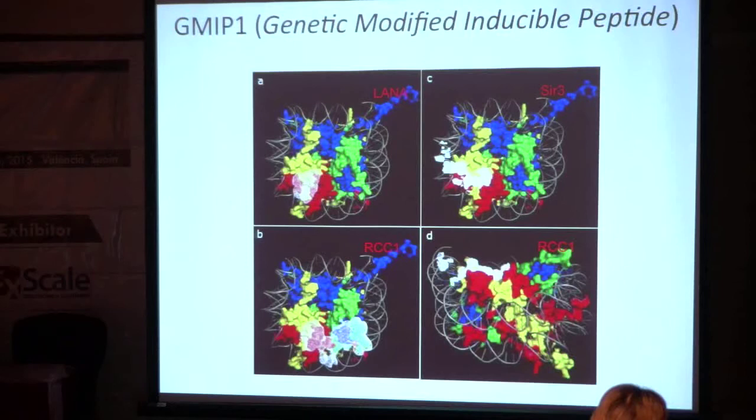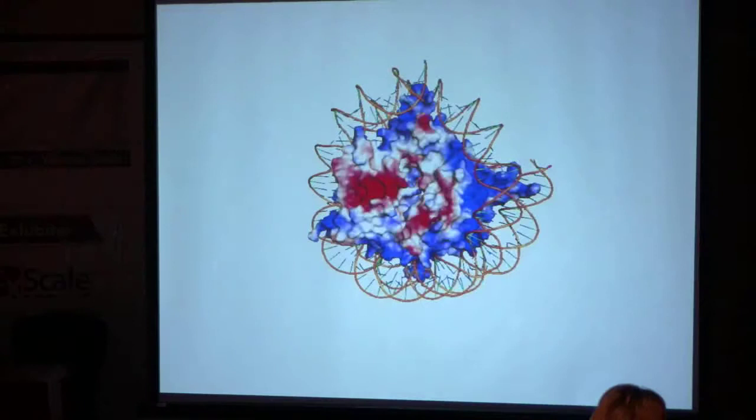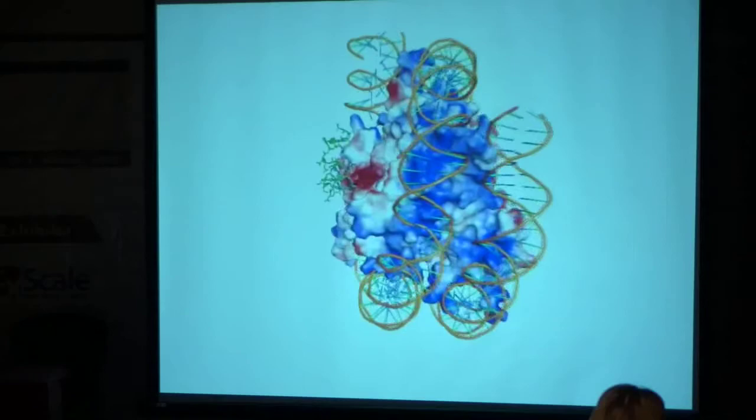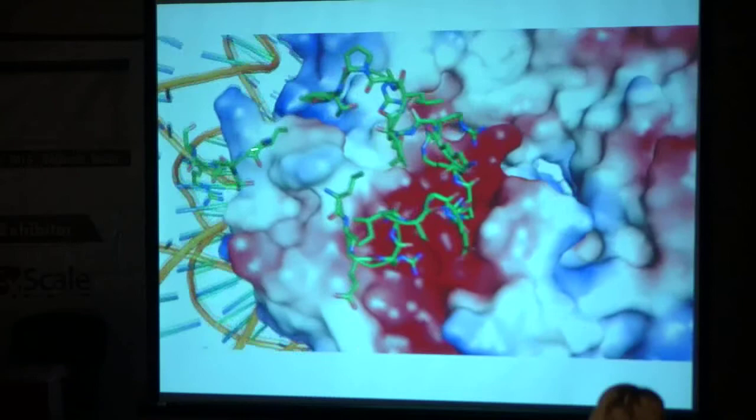So what we are doing, here's the nucleosome again. It's showing the surface of the nucleosome, the electrostatic view. This is the acidic patch, the region that I mentioned earlier, showing this specific interaction, the specific region where this protein can interact with the nucleosome. If you see how this can move, this is RCC1, with its interaction with the acidic patch, but not only with the acidic patch. This piece can also interact with the DNA.